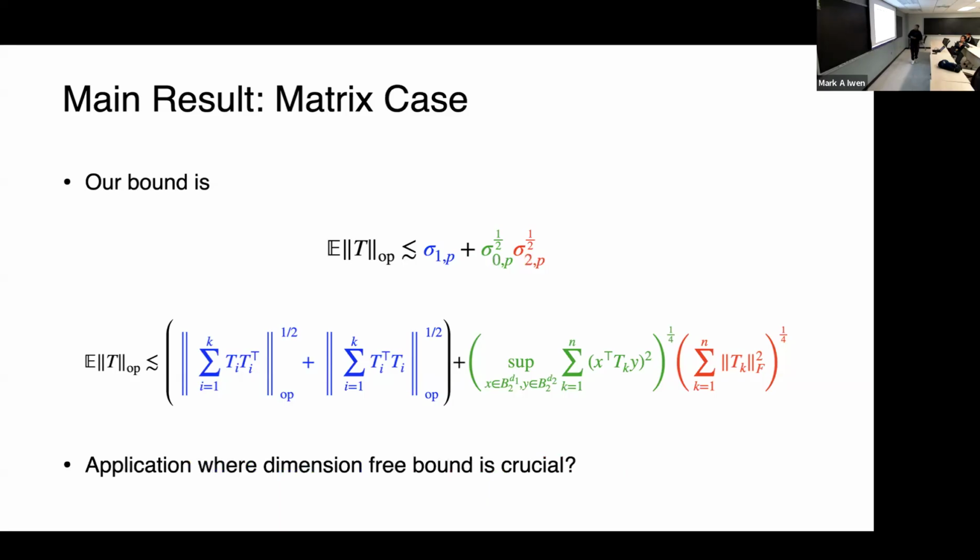Okay, but even though this is not the tightest bound in some situations, the natural question is whether we can find some application where the dimension-free bound is crucial.